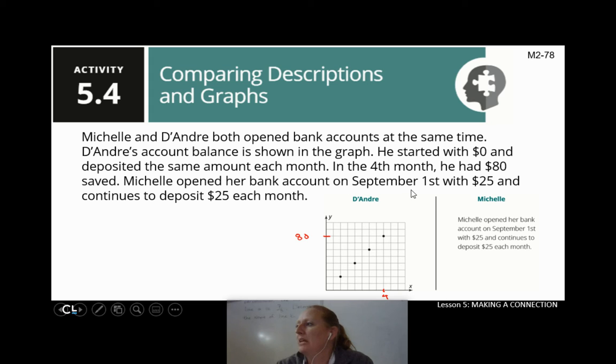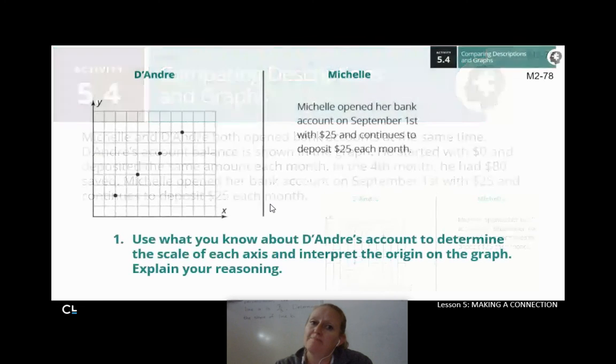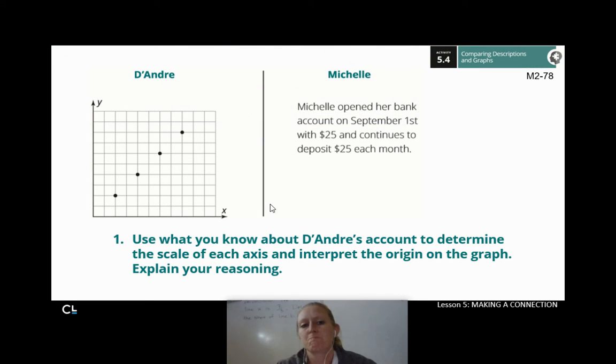Michelle opened her bank account on September 1st, same day, but she started with $25 in the account and continues to deposit $25 each month. Can you finish off the graph and interpret the origin real quick? Hit pause, write it down, hit play when you're ready to check your work.